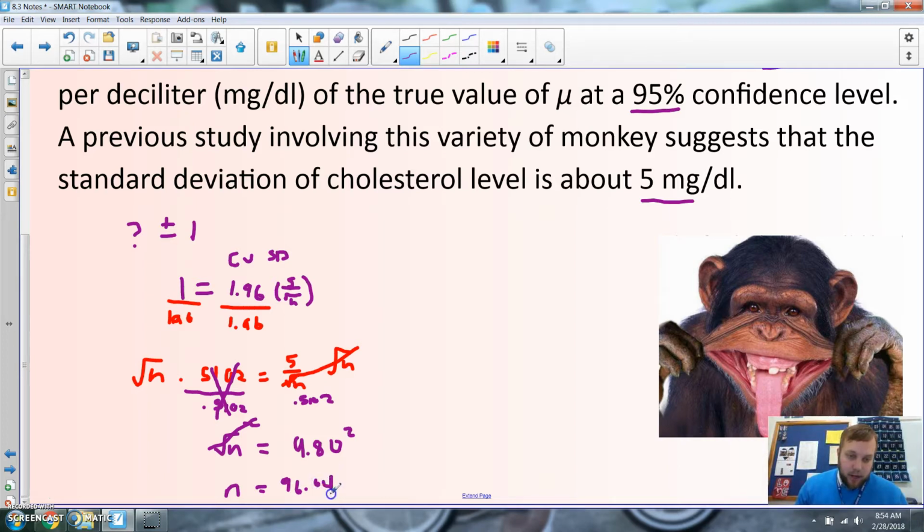96.04. Now, I want it to be within 1. So if I round down, it's going to be slightly bigger than 1. So I want to round up to 97 monkeys.